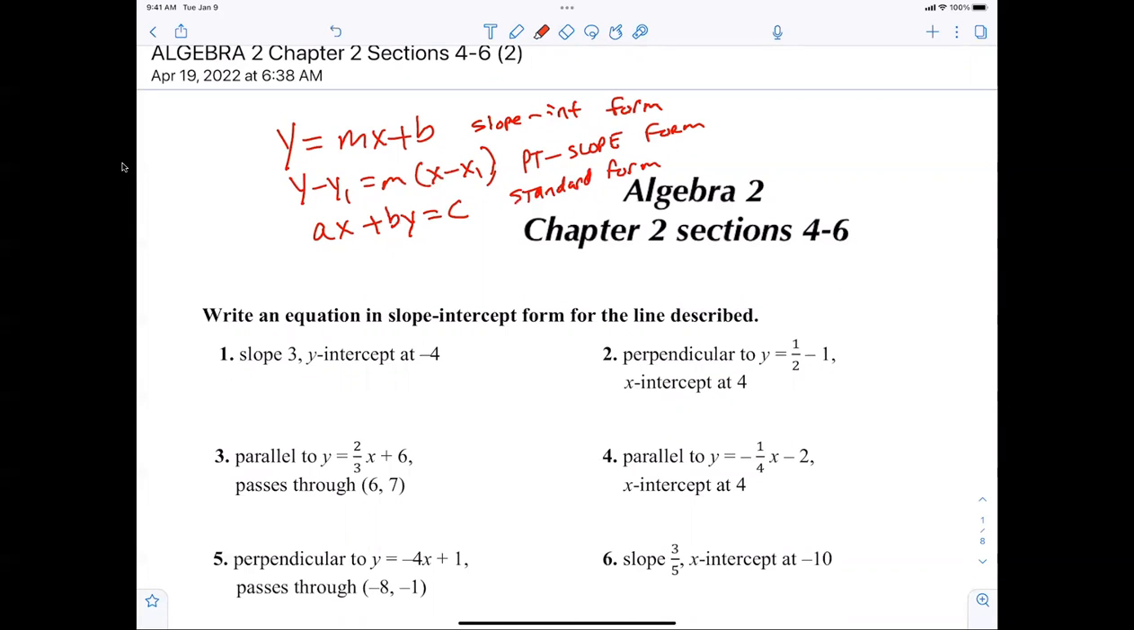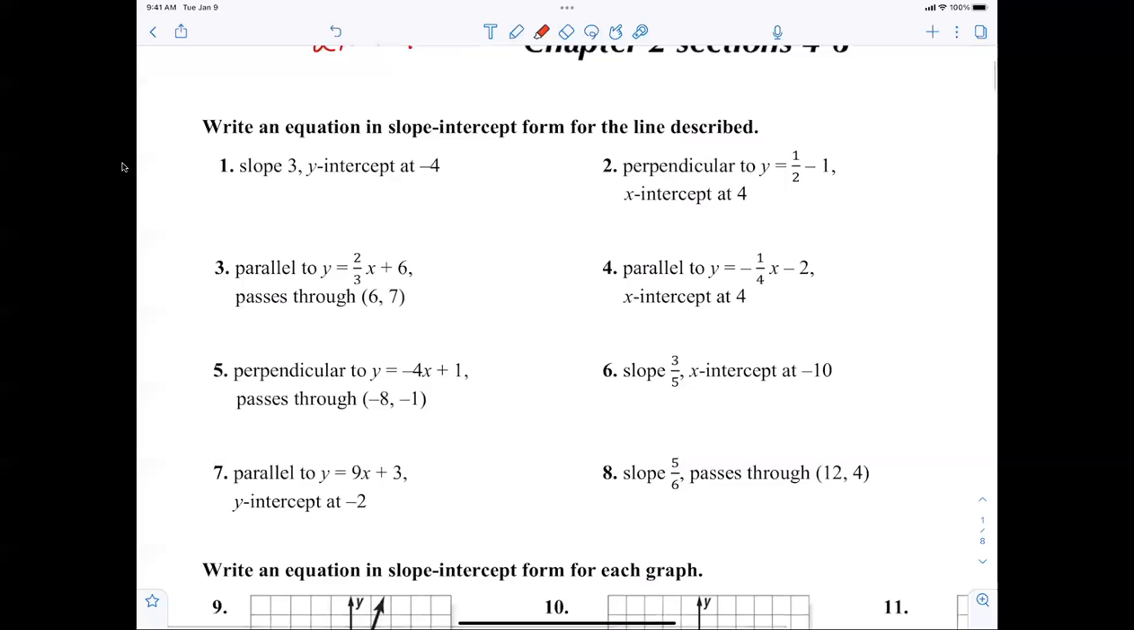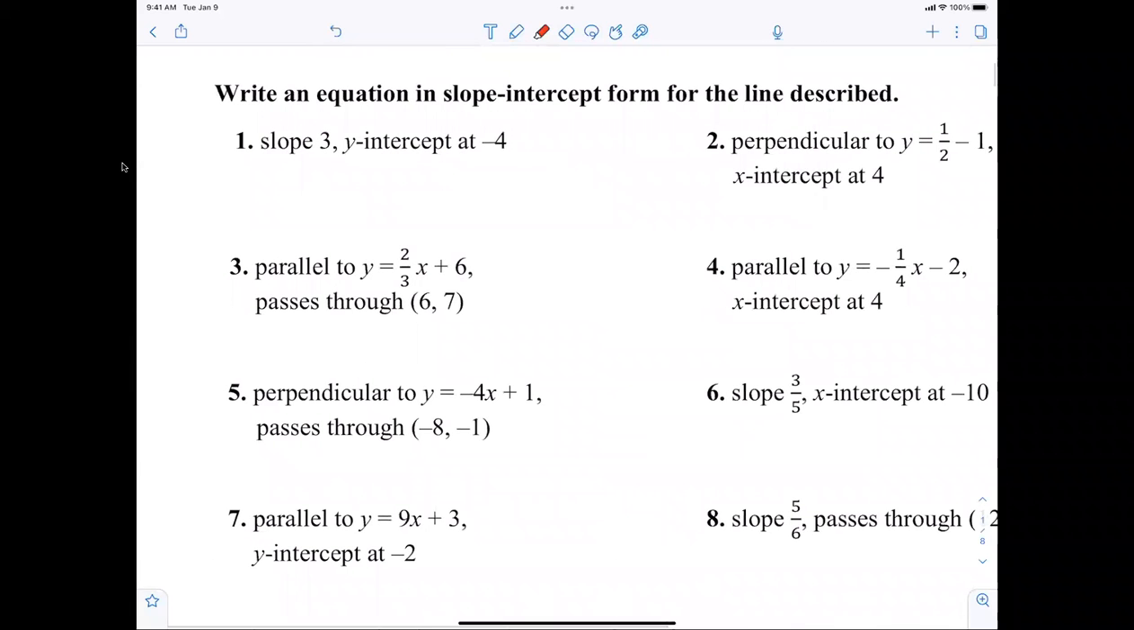Now, by far, the most important thing is being able to write equations of lines. That will be with you in every single math class. So here we go. Write the equation in slope-intercept form. The first one is just a no-brainer. It's just y equals 3x minus 4. Any questions with that?